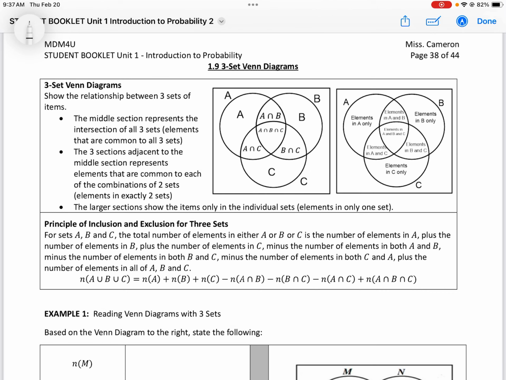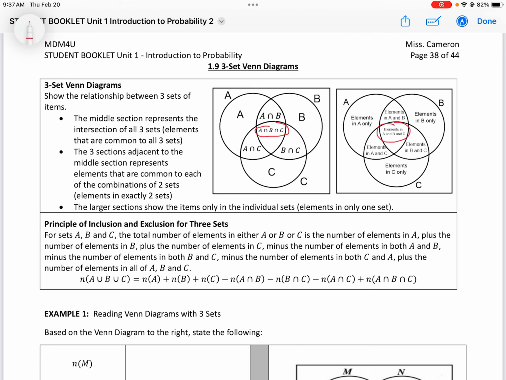1.9, 3-set Venn diagrams. So now that we've worked with 2-set, we're going to extrapolate and apply the same rules and the same logic to 3-set Venn diagrams. 3-set Venn diagrams show the relationship between 3 sets of items. The middle section represents elements in A, B, and C, so they are common to all 3.